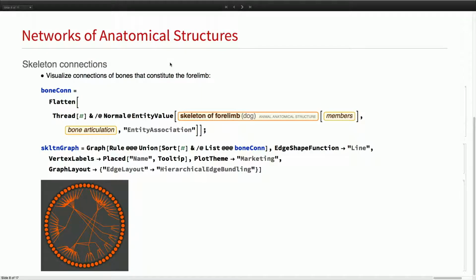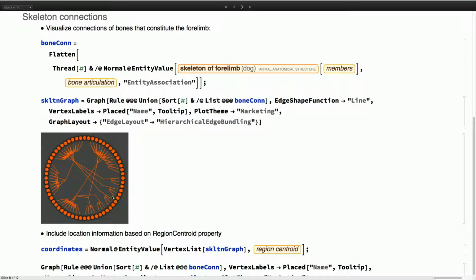Quite similarly, we can also build networks of skeleton connections. Here we use the bone articulation property to get information about the bone connectivity of the dog's limb. And you make a graph like this to show which bones are connected to which.